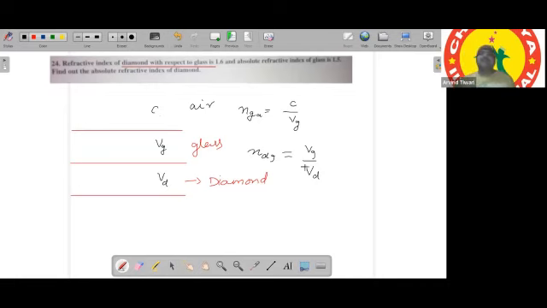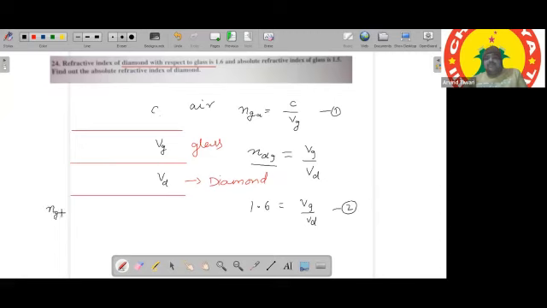The refractive index of these two are given. So for diamond with respect to glass, we know it as 1.6. So we put here 1.6 equal to Vg divided by Vd. And from the question, we need to compute this one. Make this equation 1, make this equation 2, and divide both the equations, and you will get the answer.